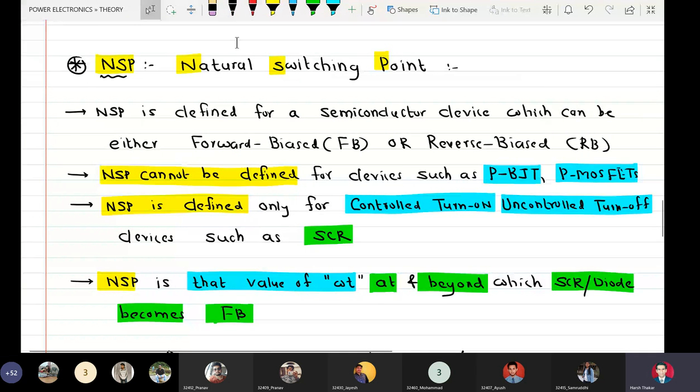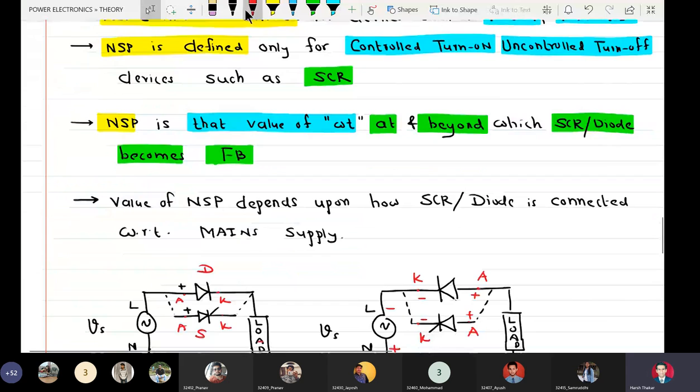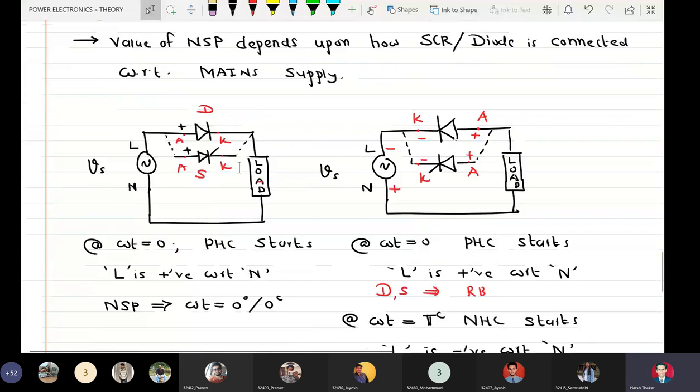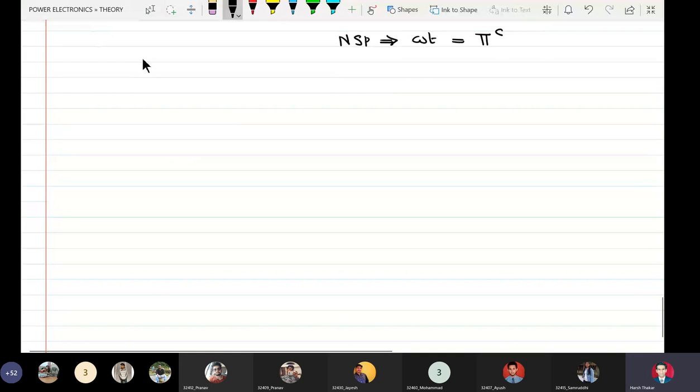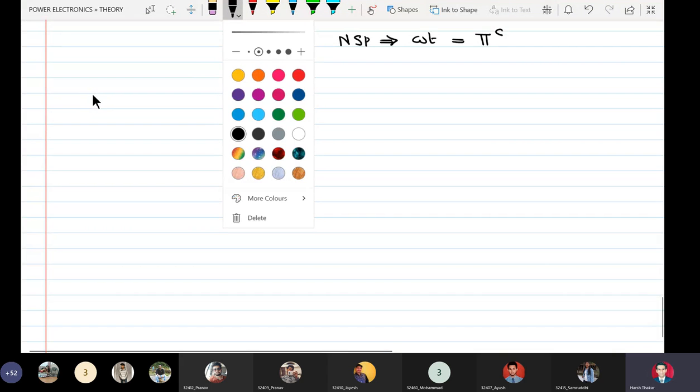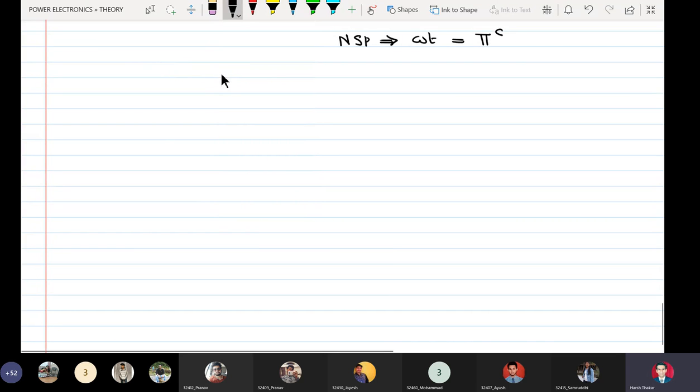Okay, so now having discussed the concept of natural switching point, we have to define one more term called legal half cycle and illegal half cycle. This we have not discussed before, but I'm introducing it here because this will lead us to another concept called fully controlled and half controlled. When I discuss fully controlled and half controlled, I will again come back to this point about legal and illegal half cycles.